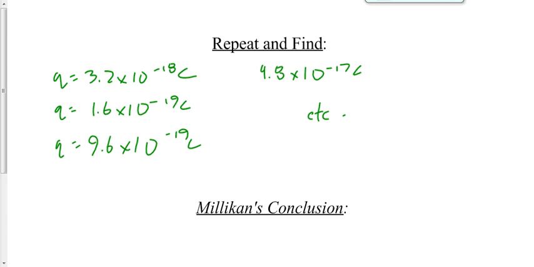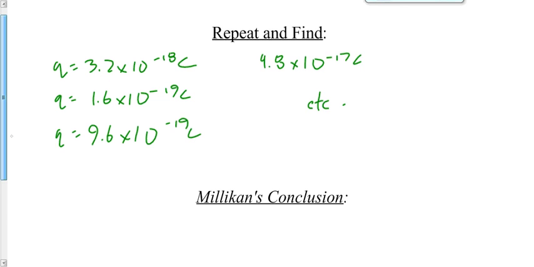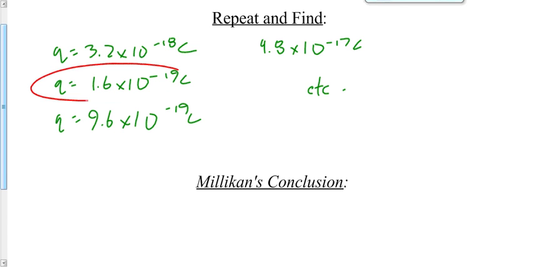He gets hundreds of different charges of hundreds of different oil drops, and he finds, here's the big thing, he finds that they're all multiples of this. They're all multiples of 1.6 times 10 to the minus 19, which tells him a couple of things. Firstly, it tells him that if he's done this 500, say, times, and he hasn't found anything smaller than that charge, then that's probably the smallest possible charge you can have, the elementary charge.